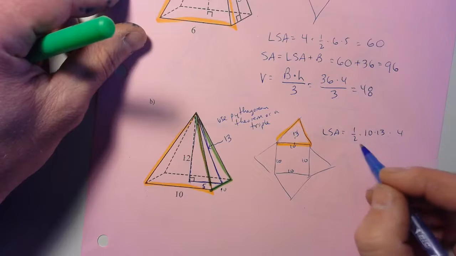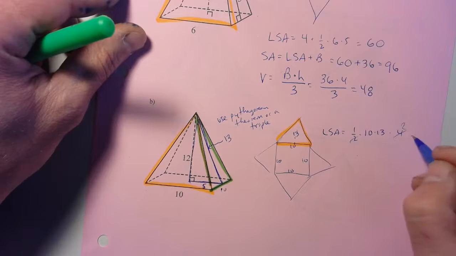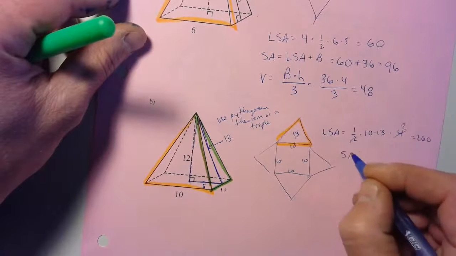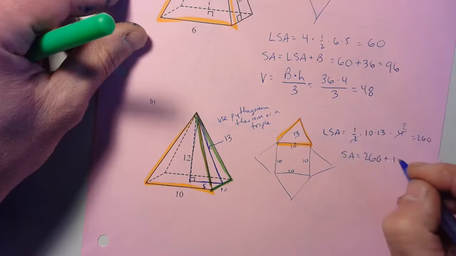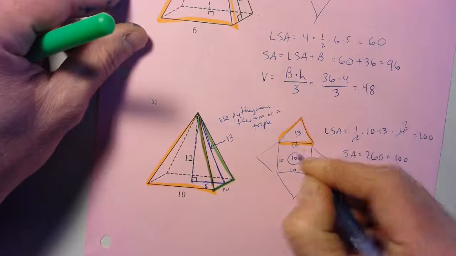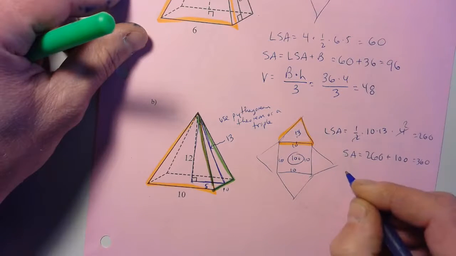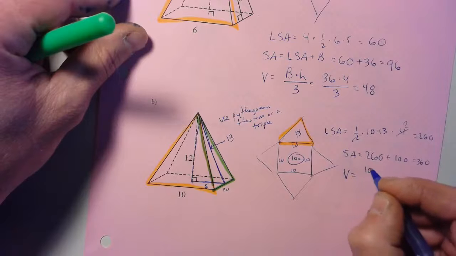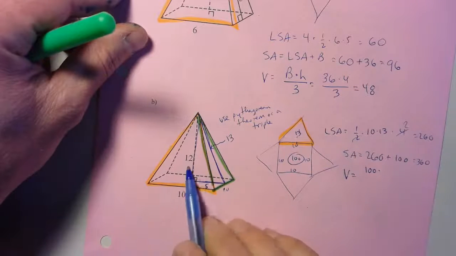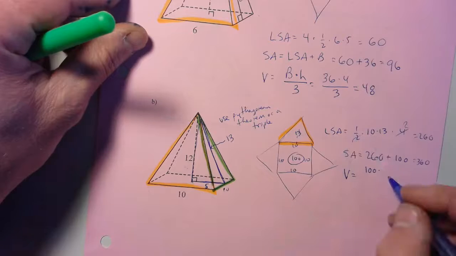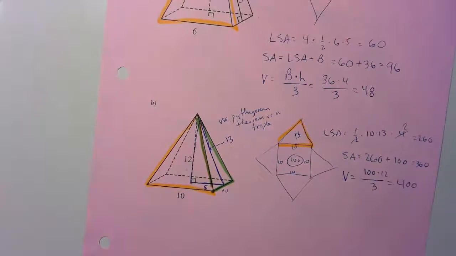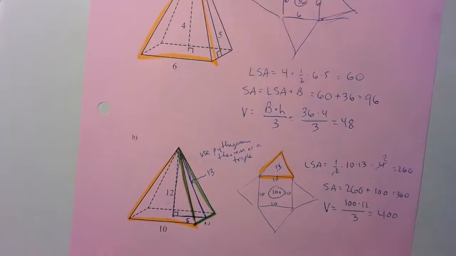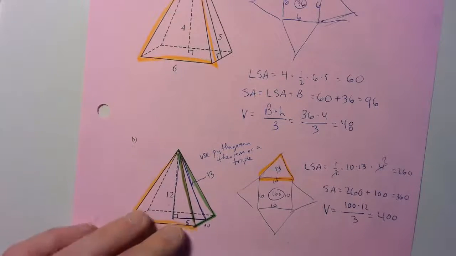Okay, so I'm going to do it this way. I'm going to cut that in half. That's going to be 260. And then for my surface area, take that 260, that LSA, add the area of the base, which is 100. So it gives me 360. And for volume, area of the base, 100, times the height. 12 is the height, not 13. 12 is the height. So I get 400. Okay? So those are a couple of examples there. You should be taking notes along with me on this paper here.